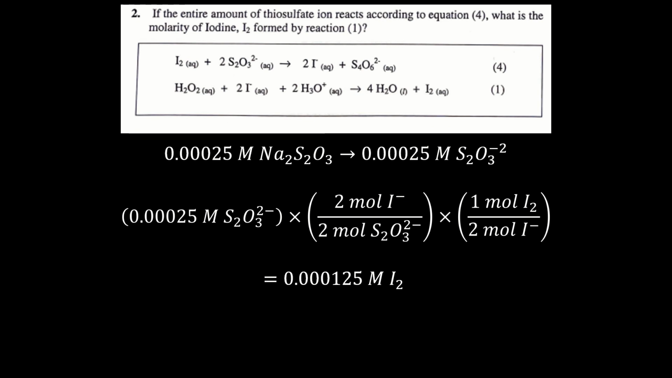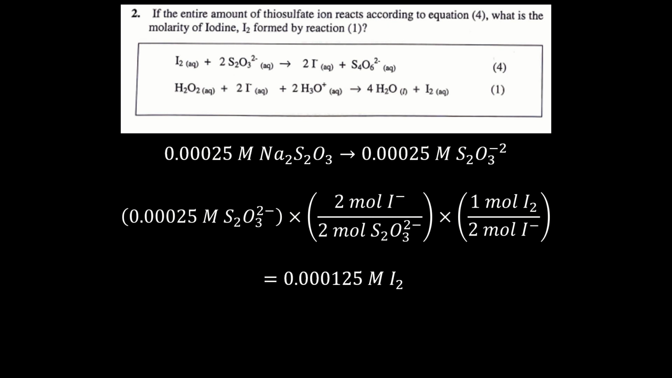Question 2. If the entire amount of thiosulfate ion reacts according to equation 4, what is the molarity of iodine formed by reaction 1? Well, going to our procedure, we see that we had 2 chemical reactions. Equation 4 is where we are using up our thiosulfate anion, S2O3, to form iodide ion, and then in equation 1, that's where that formed iodide ion is reacting to form molecular iodine, or I2.